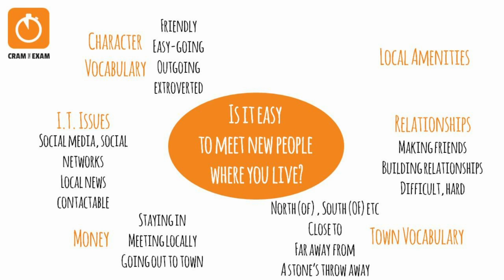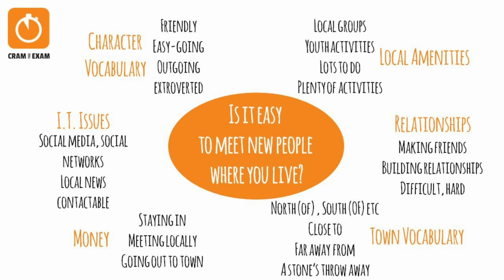We can talk about, of course, the type of place where you live: village, town, city, districts, neighbourhoods, and so on, so on. So there's a whole range of vocabulary which is waiting there for you to use. You can also talk about, and this draws the two things together, where you live and whether it's easy to meet new people. You can talk about local groups, youth activities, if there's lots to do, if there are plenty of activities, if your town is a young town or whether it's an aging town, and of course how that influences the ability to meet new people.